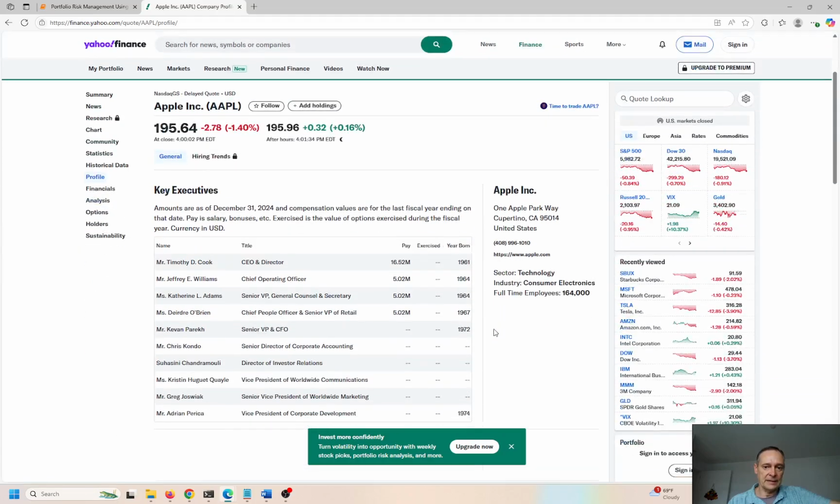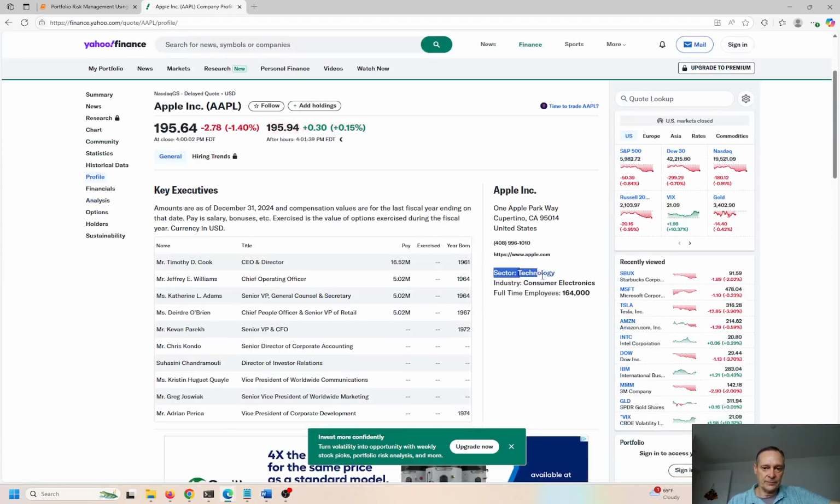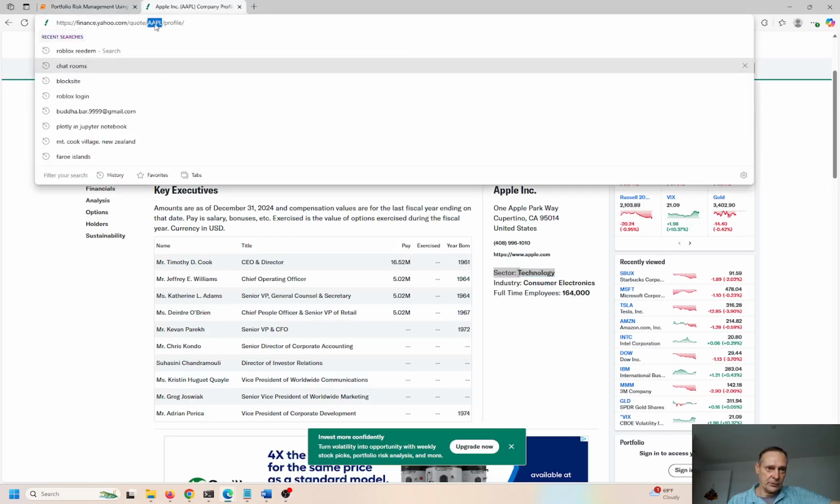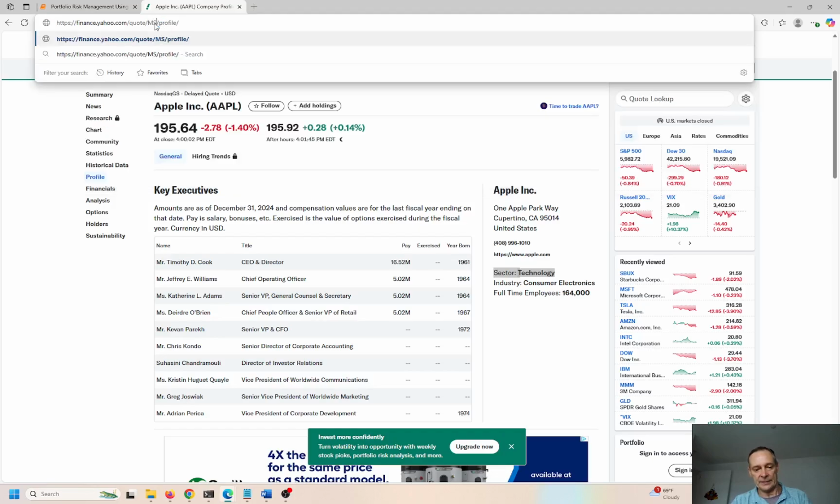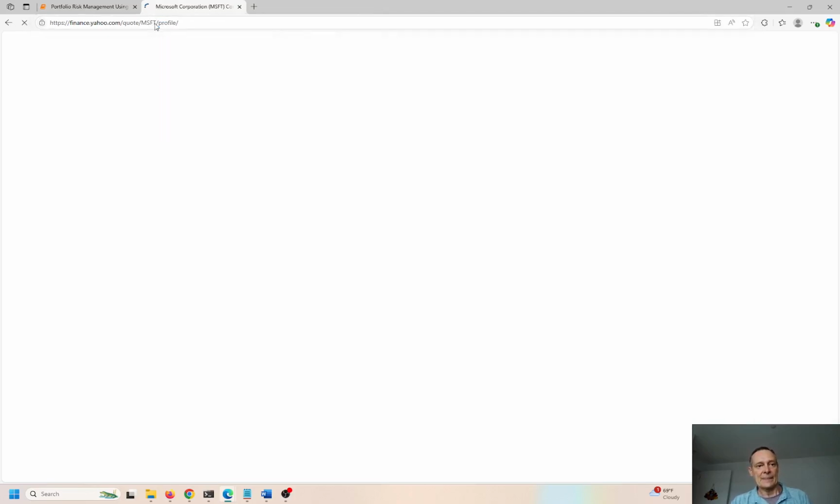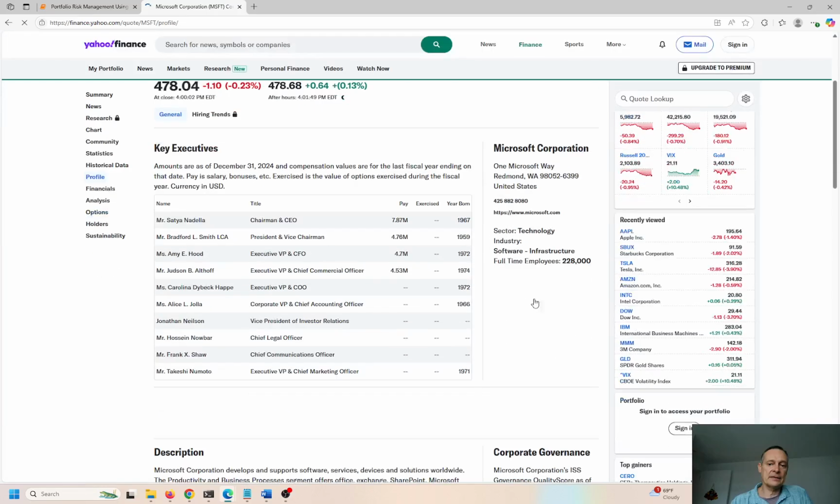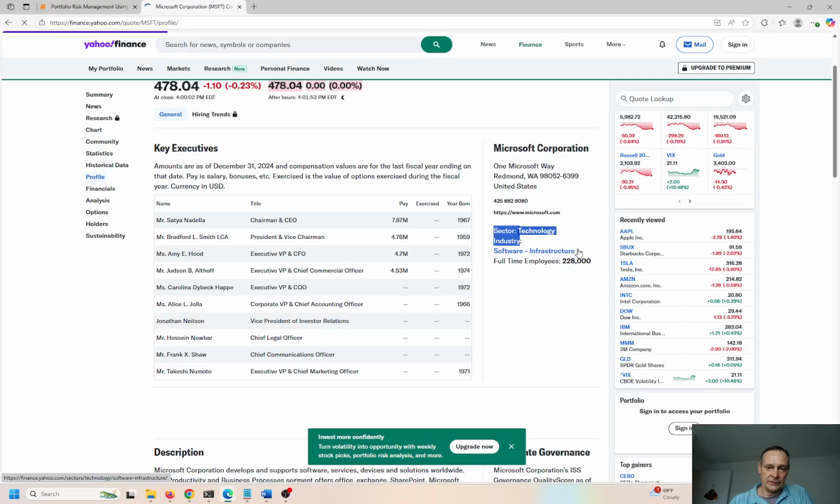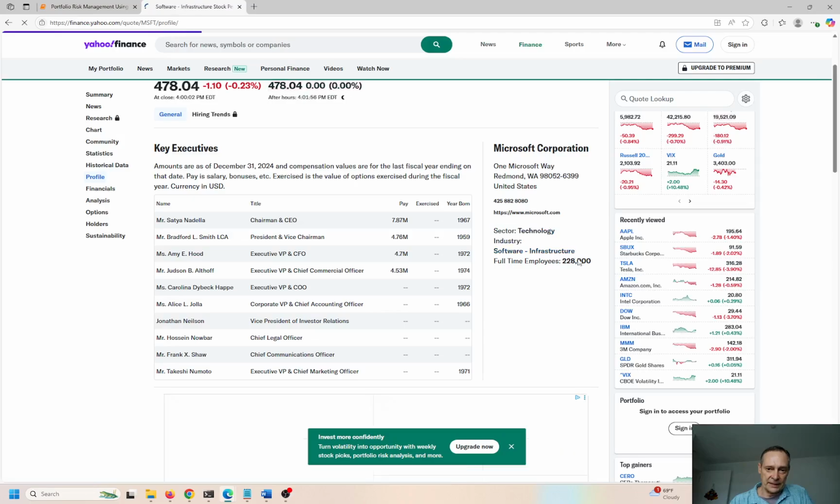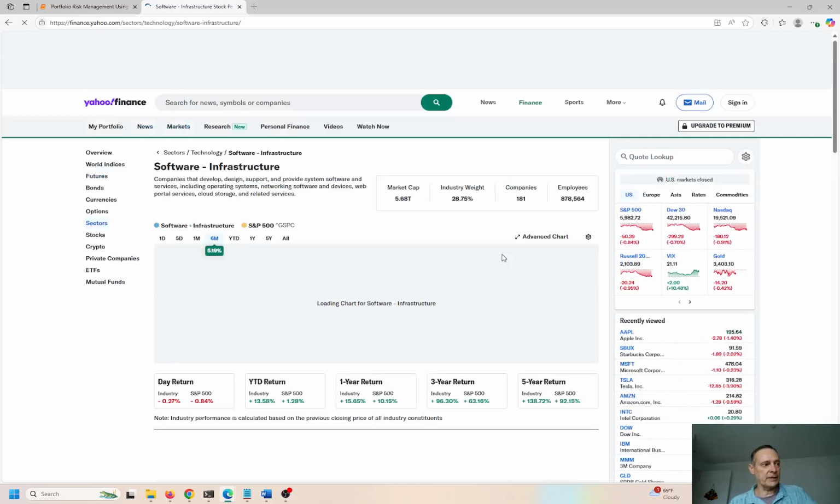But basically, you can get sector from here. Okay, so you would go to the ticker symbol that you want in profile. This is Microsoft, MSFT. Okay, and same thing over here, sector is technology, and industry is software and infrastructure, and they actually have the full-time employees as well, so pretty useful stuff.